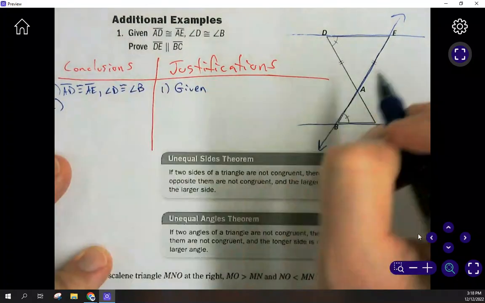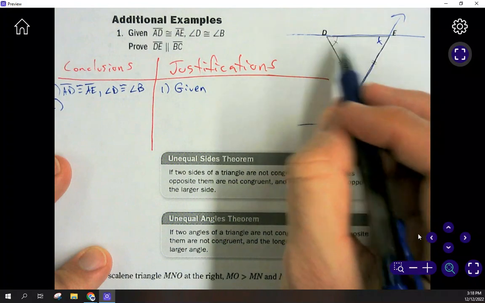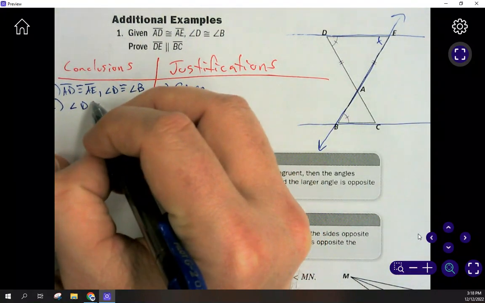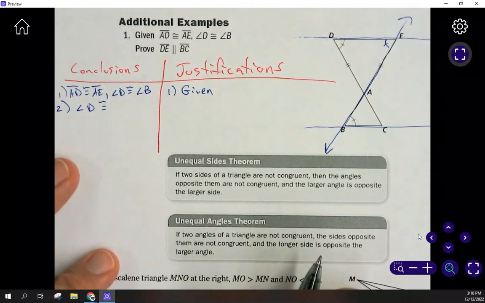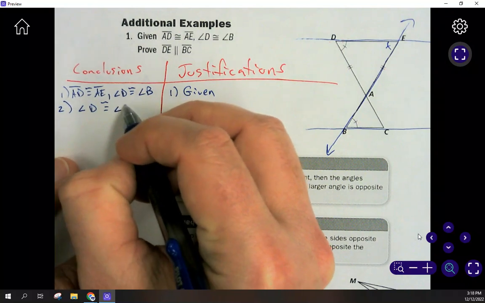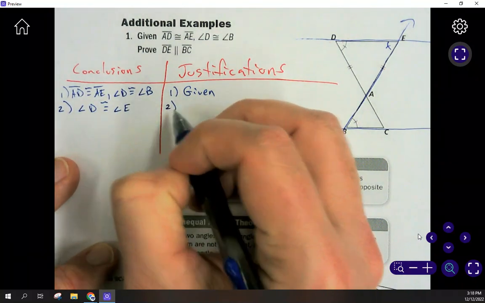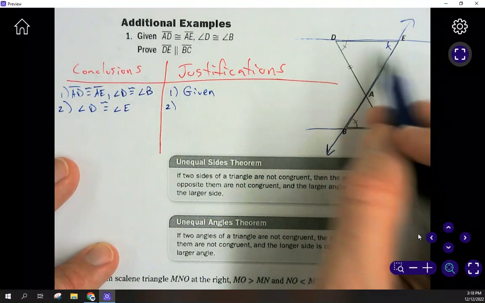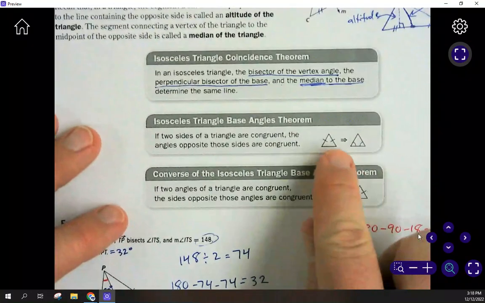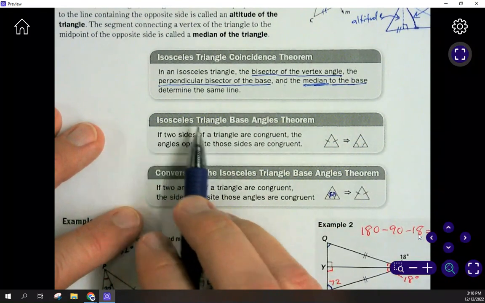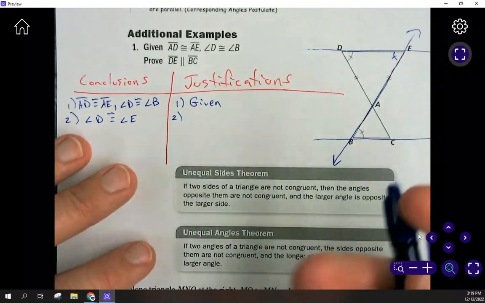So number 2, I can say that angle D equals, or is congruent to, I should say. I don't have the exact measurements, right? So I can't say equals, but I know it's congruent to angle E, and that's based off that theorem on the other side. I have two equal sides, so I know there's two equal angles. You can find that one right here. Two equal sides, so I know there's two equal angles. So this is your isosceles triangle base angles theorem.